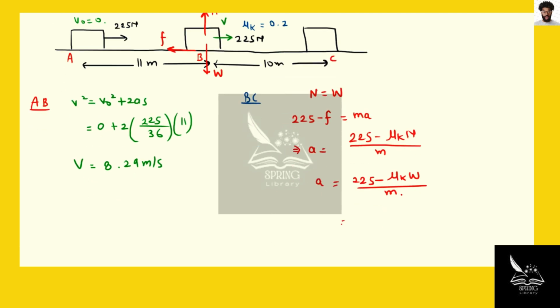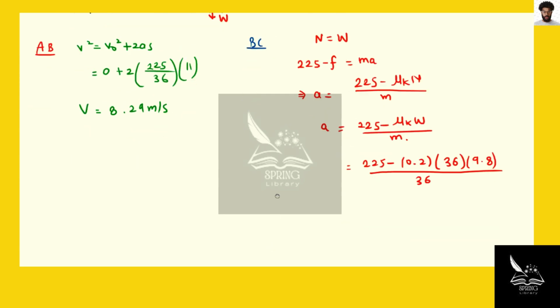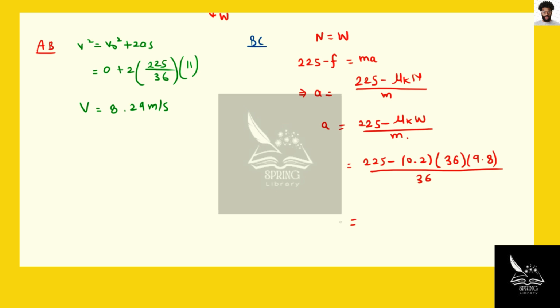So if we plug in all the values, we have 225 minus 0.2 times weight, which is mass 36 times g, which is 9.8, over mass once again. So we'll get the value of a from here, which is 225 minus 36 times 0.2 times 9.8, all over 36. So that's coming as 4.29 meters per second square.